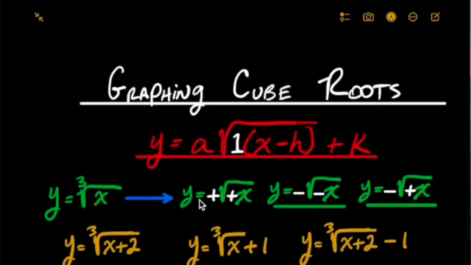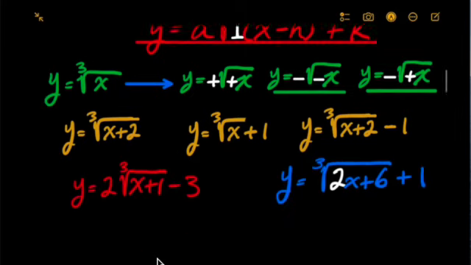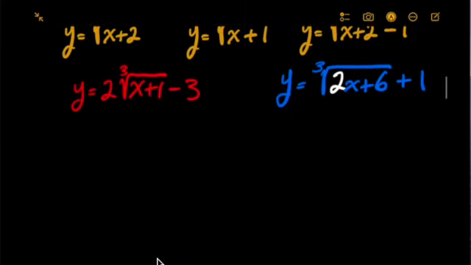After I review the parent function and the effect of sign changes, we're going to look at transformations, and that's where we're going to utilize the formula in red. First, I'm going to tell you what to do when there's a constant under the radical, when there's a constant outside the radical, and when you have both. Finally, we're going to introduce coefficients outside of the radical in addition to transformations.